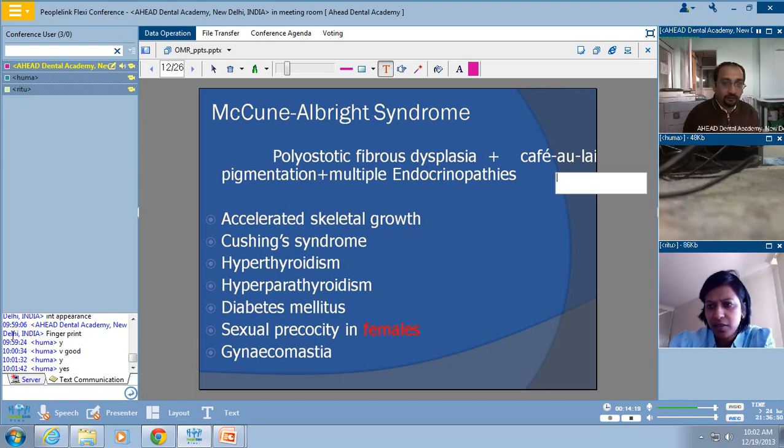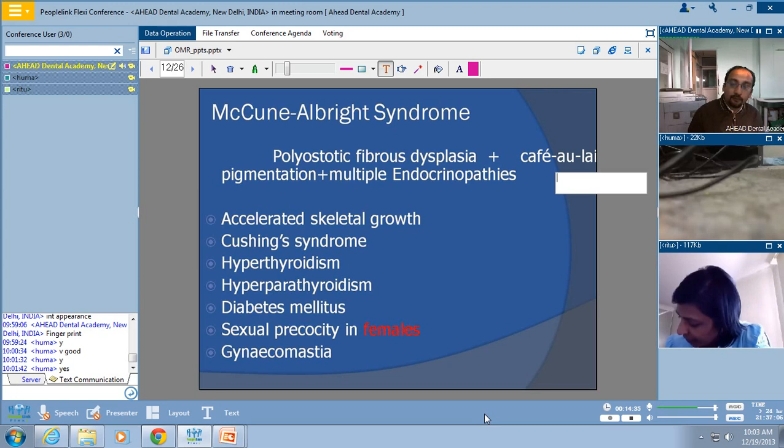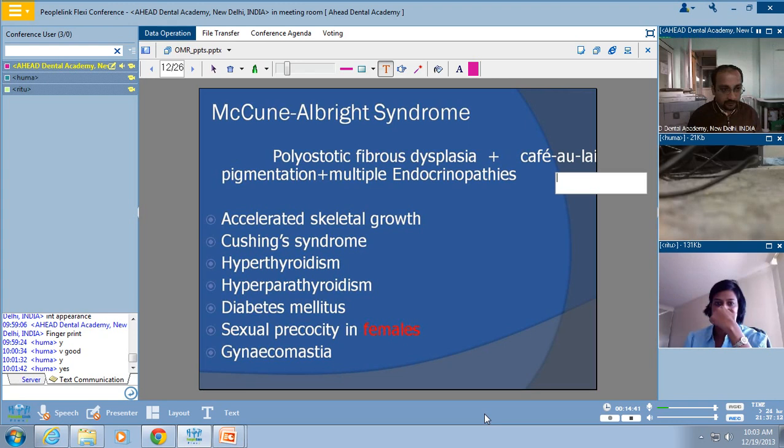Can you guys see? It means that McCune-Albright syndrome can always and always occur in females only. If it is occurring in males, it means that this is not McCune-Albright syndrome. It is some other condition, which we need to investigate. Is it clear?